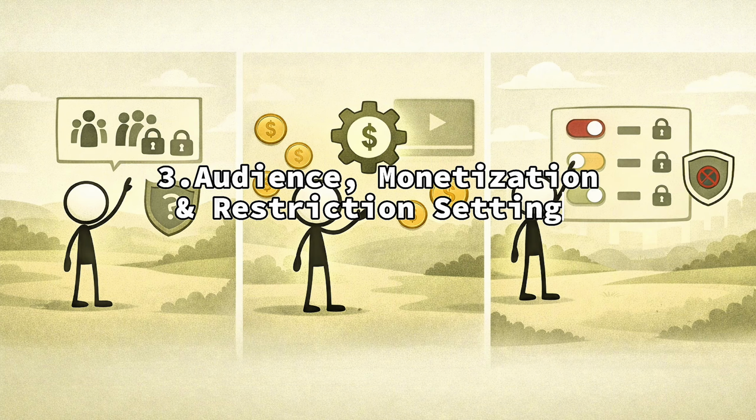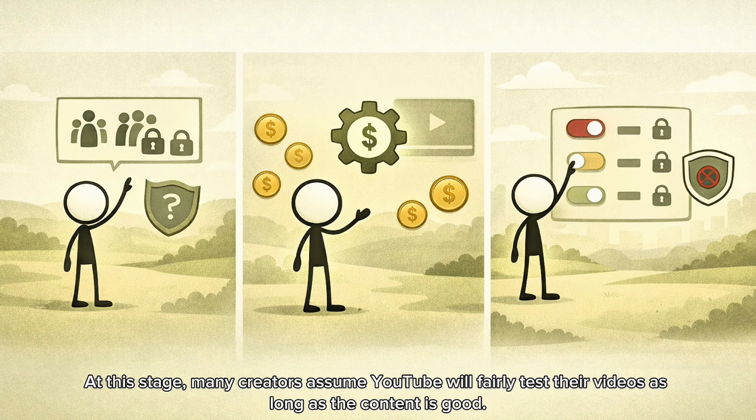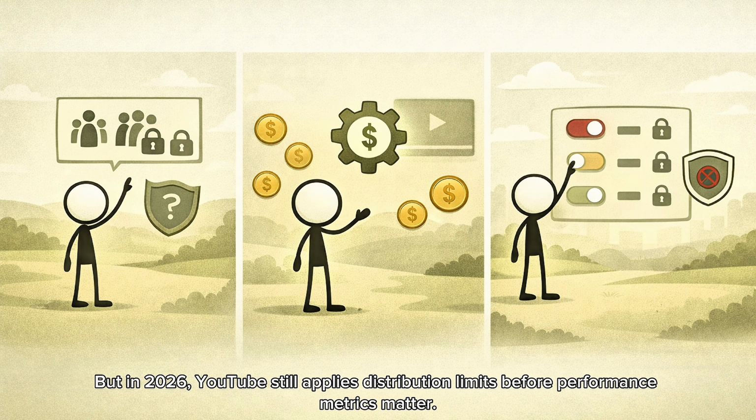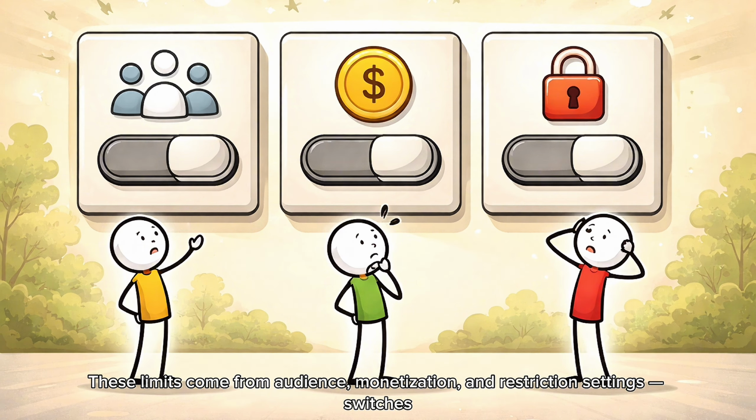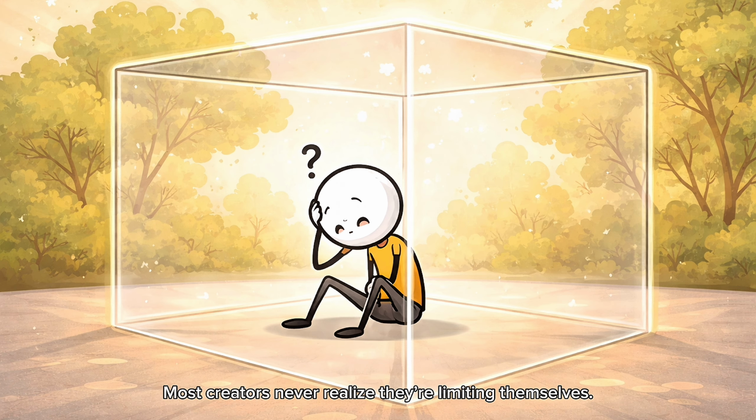3. Audience, monetization and restriction settings, hidden reach controls. At this stage, many creators assume YouTube will fairly test their videos as long as the content is good. But in 2026, YouTube still applies distribution limits before performance metrics matter. These limits come from audience, monetization, and restriction settings, switches that quietly decide how far your video is allowed to travel. Most creators never realize they're limiting themselves.